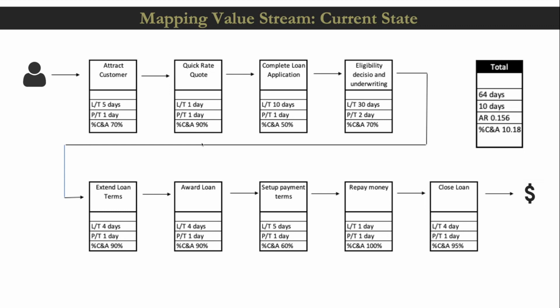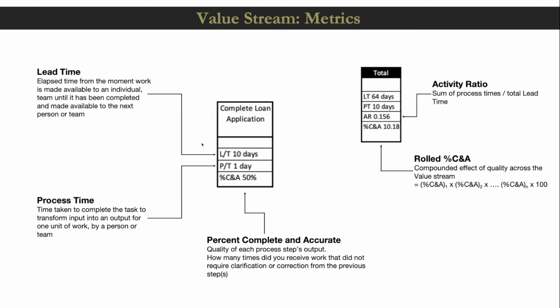So I'll come back to this slide. I know there's a bunch of information in here, but let me just zoom in a little bit into one of the process steps. So let's take this one, for example, completing the loan application. As we've gone through identifying each process step, our next action is to document the process time, which is the actual time taken to complete a task and transform an input into output.